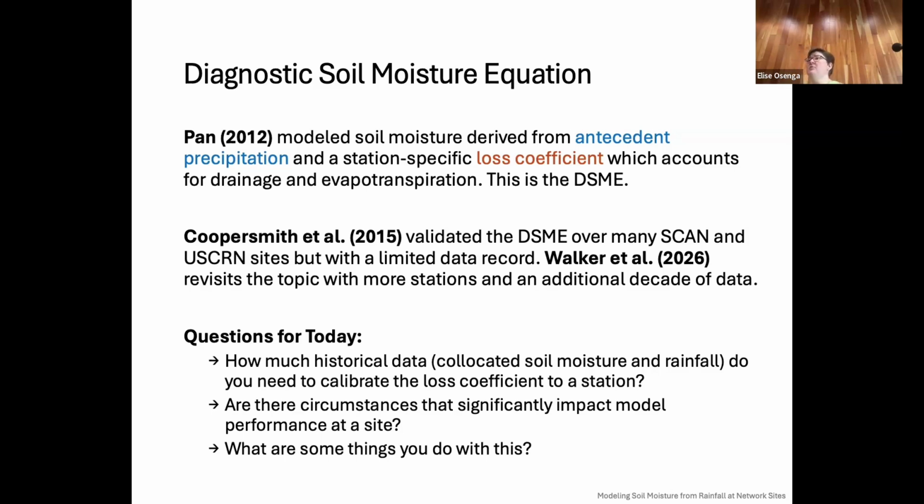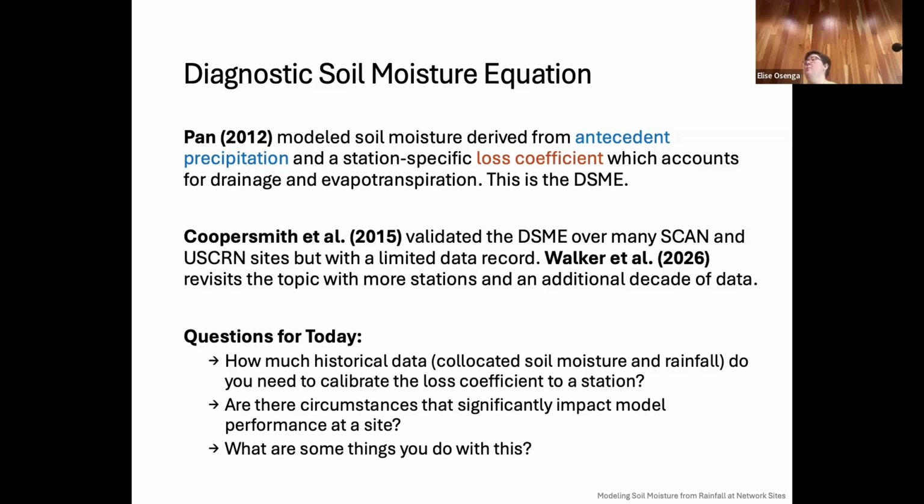It was originally a daily formulation. We've turned it into an hourly one. There was a paper in 2015 that validated it over a bunch of SCAN and USCRN sites, but with a limited data record. So what we've done now is go over a larger record. We've got an additional decade of data, more stations, and we looked at some specific questions.